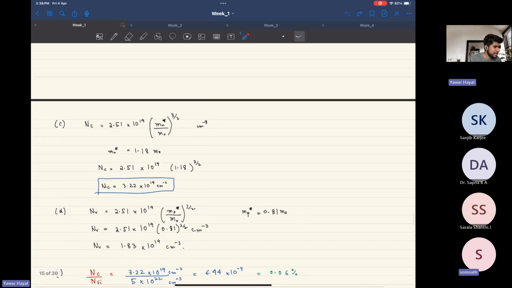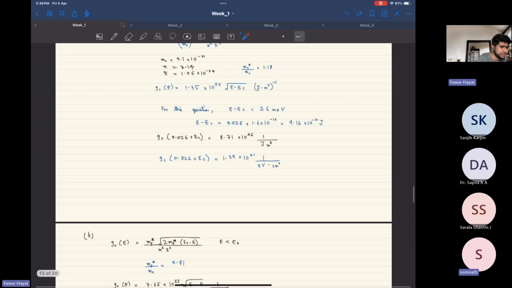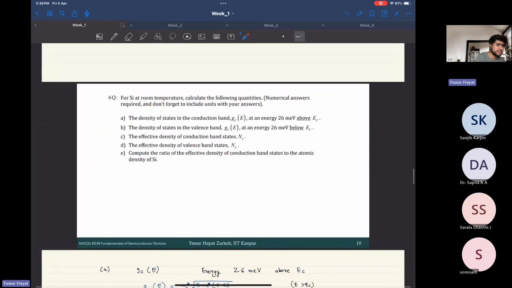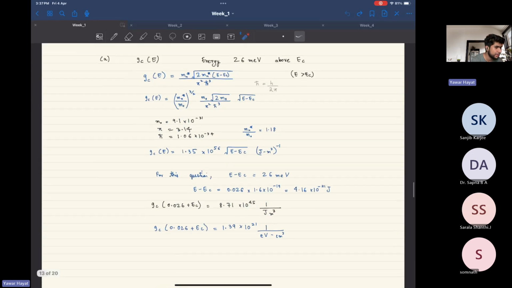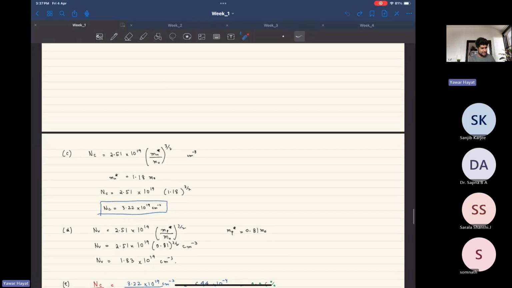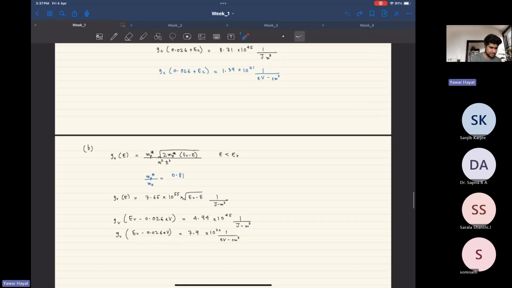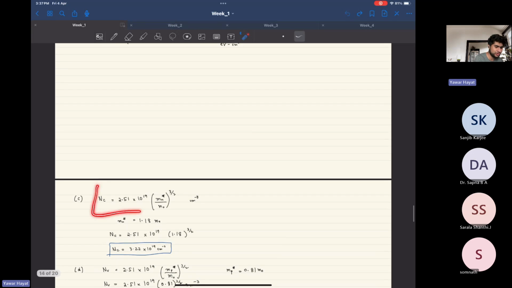Then part C. For the third part, the effective density of the conduction band states NC, right? What is NC? So the expression for the NC would be this. This is for a particular case. This would be the expression for the NC.